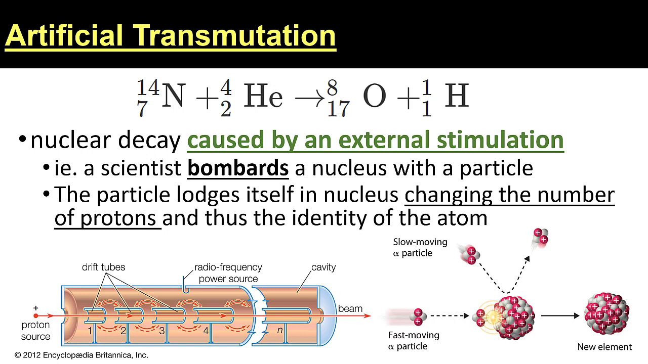Artificial transmutation is going to look a little bit different than natural transmutation. First of all, artificial transmutation is caused by externally stimulating an atom. Essentially, a scientist is going to bombard a nucleus with a particle, and that's done via a particle accelerator, which we see here at the bottom.